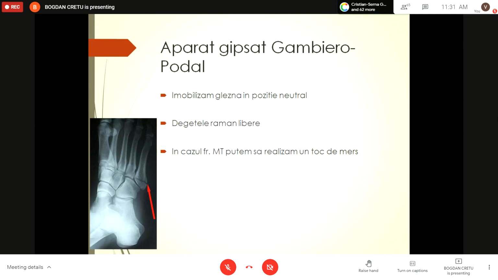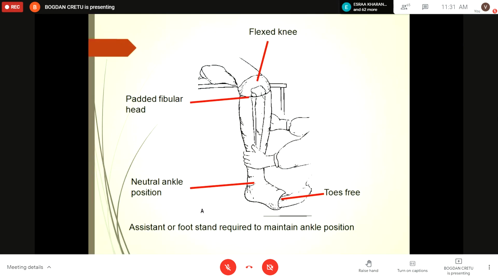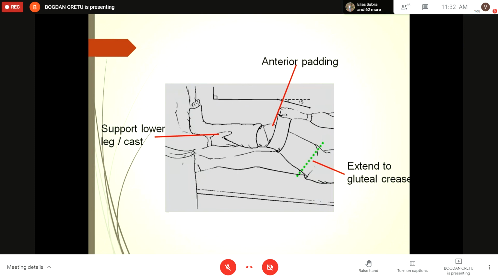The gambieropodal immobilization. We always have to immobilize the ankle in neutral position. The toes should remain free. Here is an example of this kind of immobilization, the gambieropodal cast. Be careful, we have to use more padding, more cotton bandages, at the fibular head to avoid nerve lesions. The ankle should be in neutral position and the toes should be free.